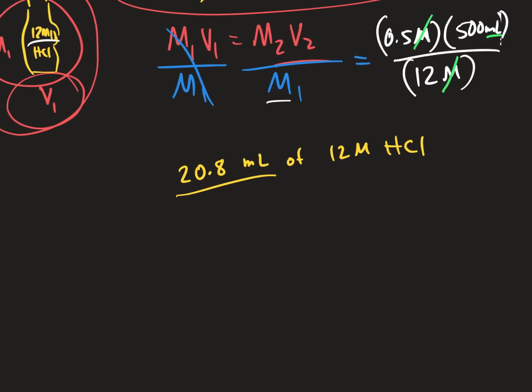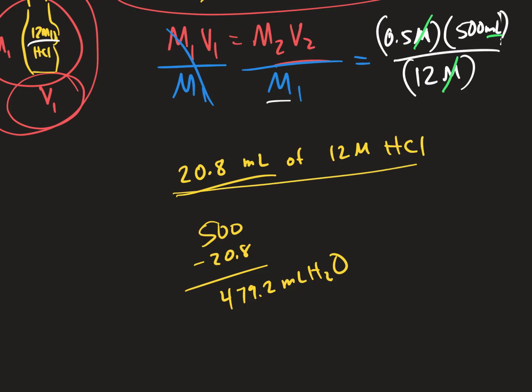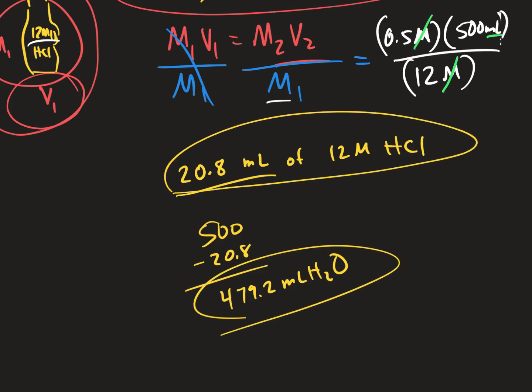If we want to know the exact number, 500 subtract 20.8, right? That gives us 479.2. So we're going to take this and we're going to add 479.2 milliliters of water. Make sense? Or no? And do another one? Yeah. Okay.